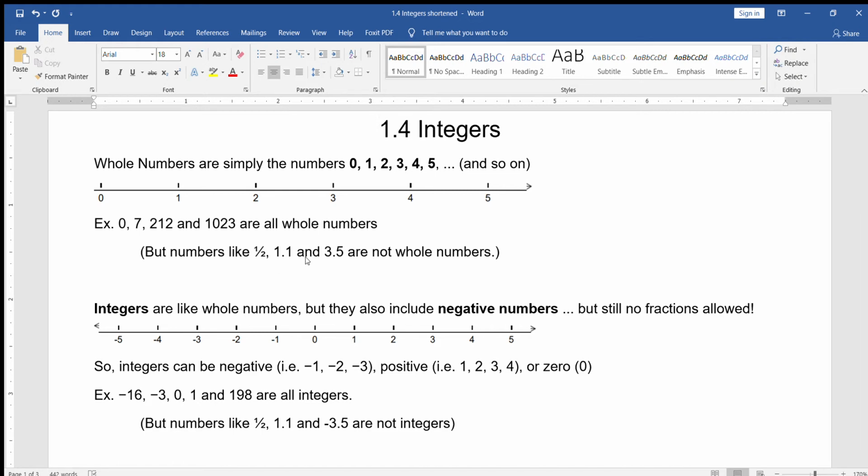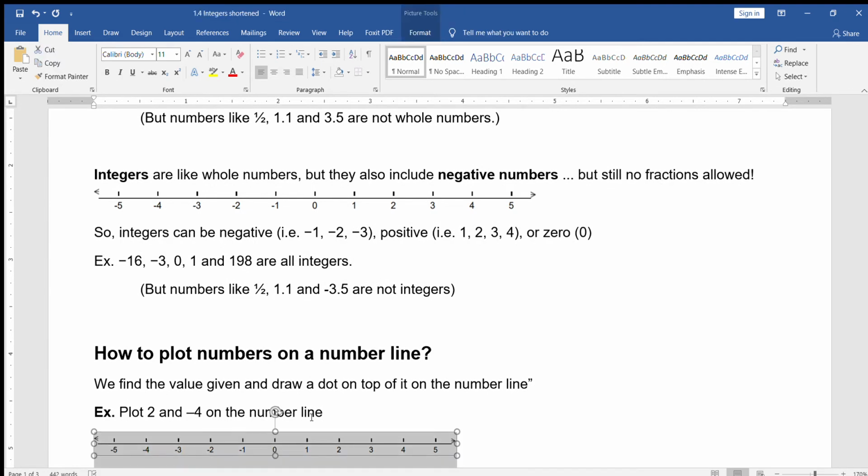Integers are basically whole numbers, but they also include negative numbers. Again, still no fraction or decimal allowed. So integers can be negative: -1, -2, -3, positive 1, 2, 3, or 0. Examples of integers: -16, -3, 0, 1, and 198. Examples of non-integers: 1/2, 1.1, and -3.5.